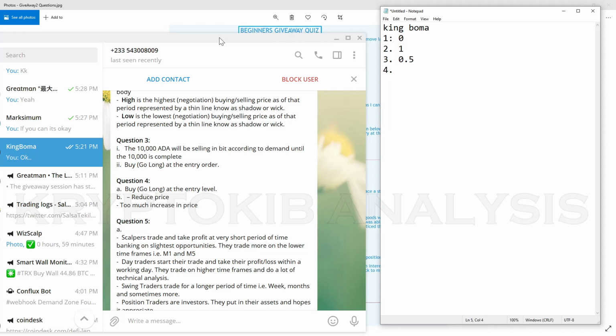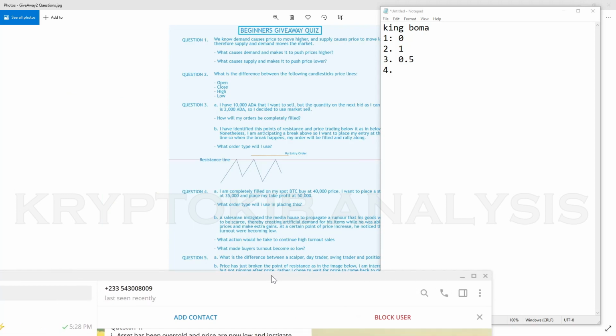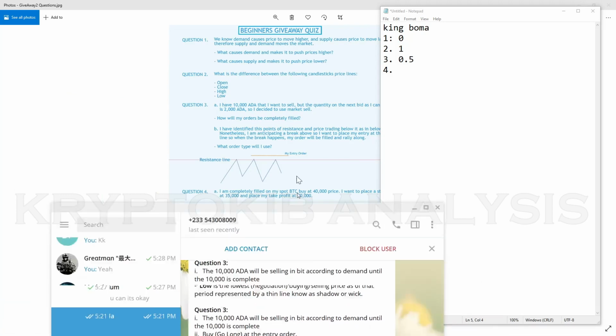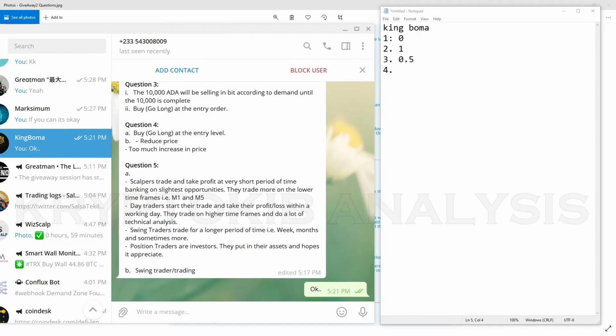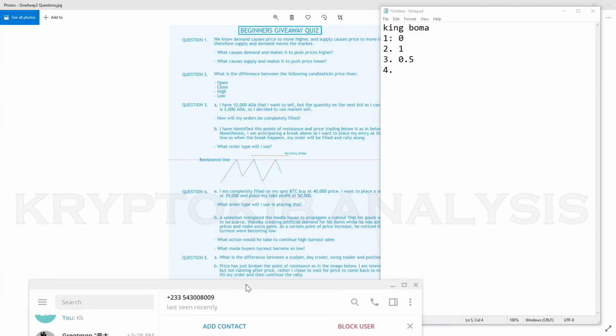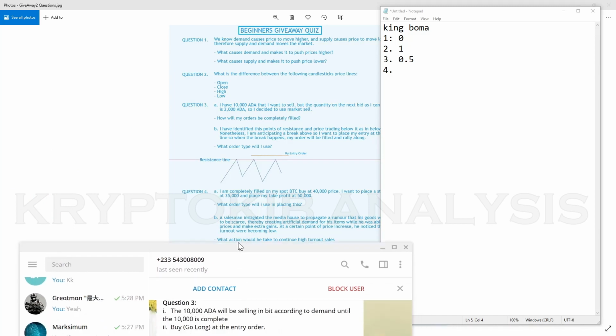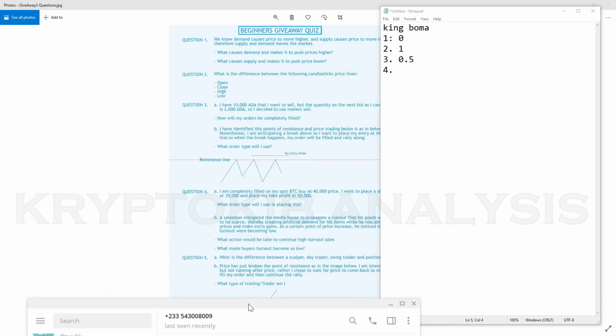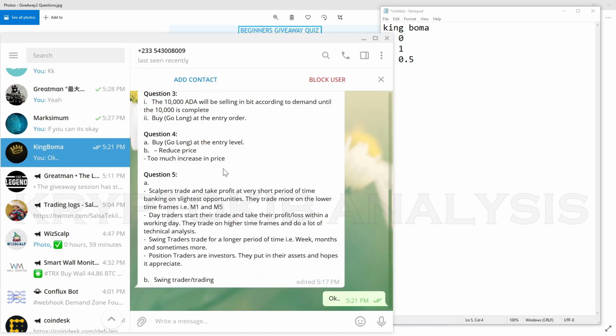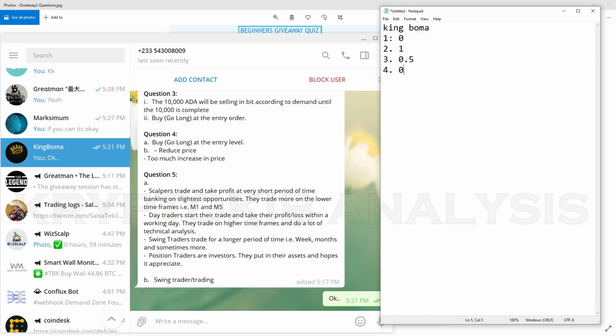So number 4: I am completely filled on my spot. Okay, what other type? I think this is OCO. Number 4A, he said buy, go long at entry level. I don't think that's correct. So that one is missed. Then the second one, this A will be 0.5, while this B will be 0.25, 0.25. So the first, 4B, what action will it take to continue? Okay, turnout, that is reducing prices, right? Okay, reduce price. So that's correct. That's 0.25 there.